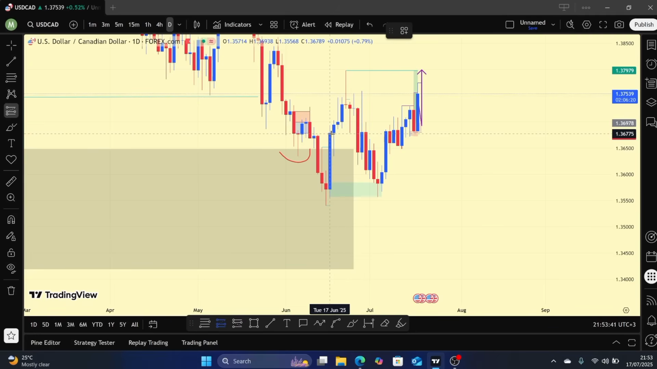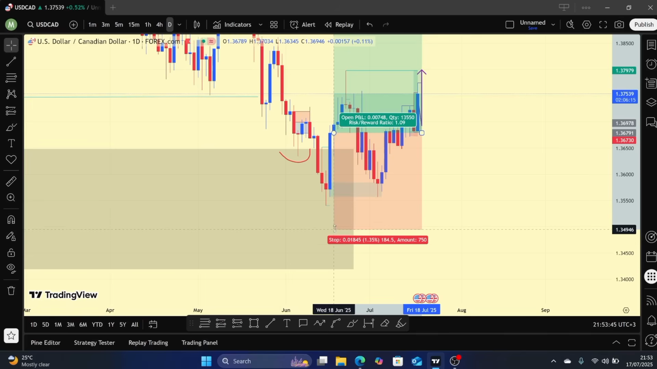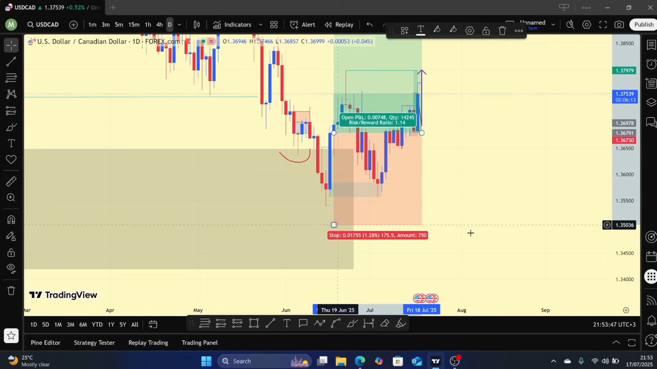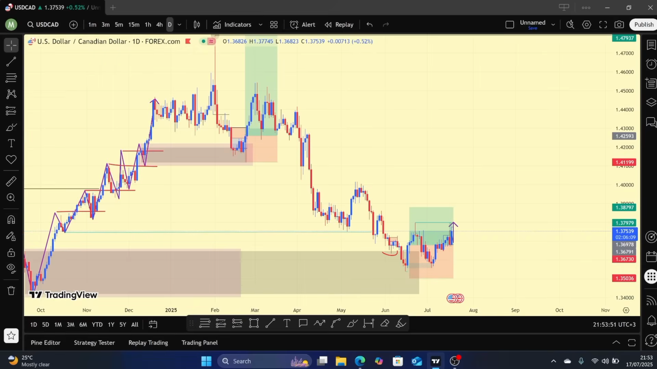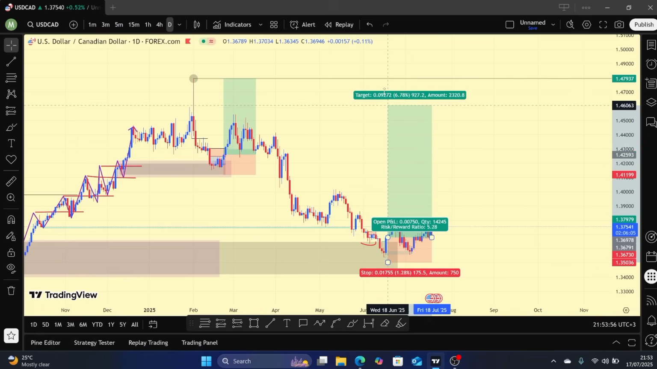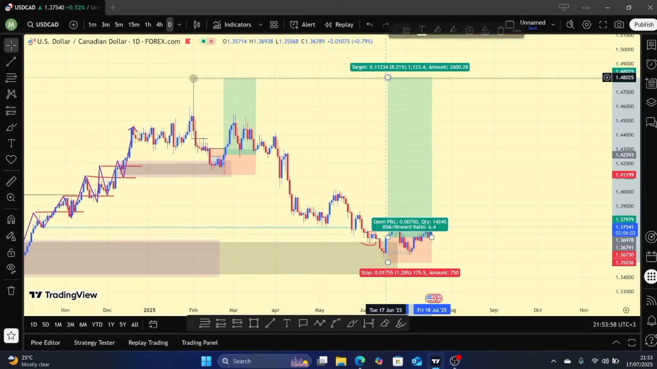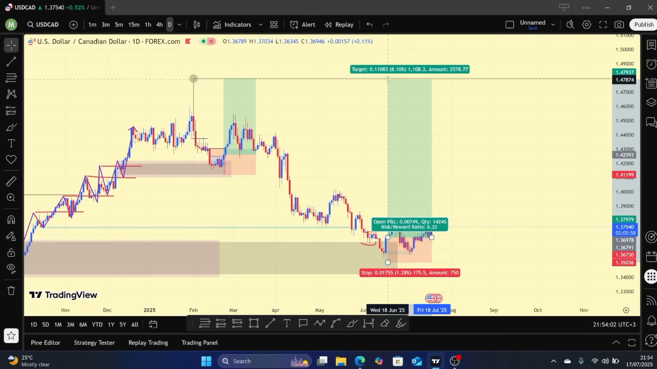So exactly on this, after the closure of that candle, stop loss a few pips below the reaction. And of course, I'll be aiming for the external liquidity, and we can clearly see that the external liquidity is exactly right there. So you can see that will be a very nice risk to reward.